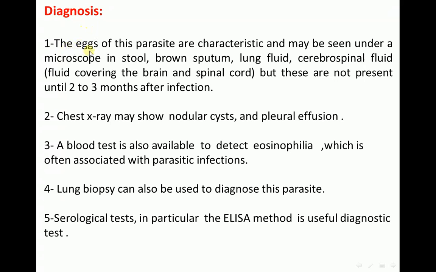Diagnosis. The eggs of this parasite are characteristic and may be seen under the microscope in stool specimens, brown sputum, lung fluid, and cerebrospinal fluid, but these are not present until 2 to 3 months after infection. Another way of diagnosis is chest X-ray, which may show nodular cysts and pleural effusion. A blood test is also available to detect eosinophilia, which is often associated with parasitic infections. Lung biopsy can also be used to diagnose this parasite. Also, a serological test, in particular the enzyme-linked immunosorbent assay method, is a useful diagnostic test.